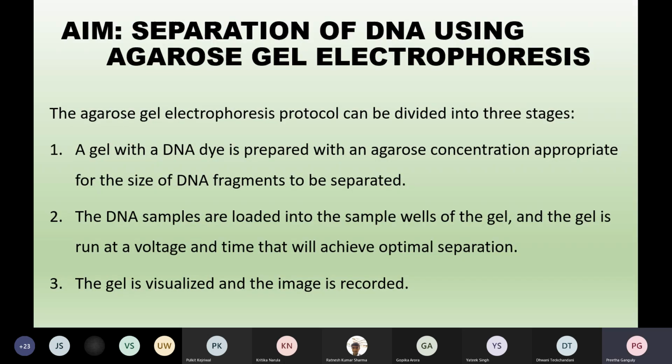Now let's summarize the entire thing. What is agarose gel electrophoresis? If I want to summarize everything, I will take only 3 steps. The first step is, first of all, we prepare a gel with a DNA dye, that is ethidium bromide. The agarose concentration is dependent upon the size of the fragment of DNA we want to separate. The second step is we load the DNA sample onto the gel and then we run the voltage at the optimum condition so that the separation is proper. At last, we visualize the gel in UV and the image is recorded.